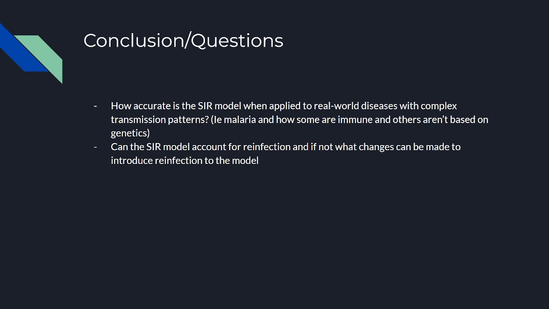Some questions I have for it though are, this is a really complex version of what I'm going to say, but how does the SIR model account for other diseases that are transmitted in different ways? The example I put here was malaria, because I know that with malaria, some people are immune to it genetically. So you could just be born immune to malaria, and some people are not. So how would the SIR model account for something where people are already immune?